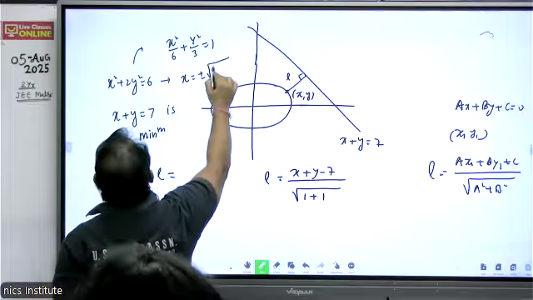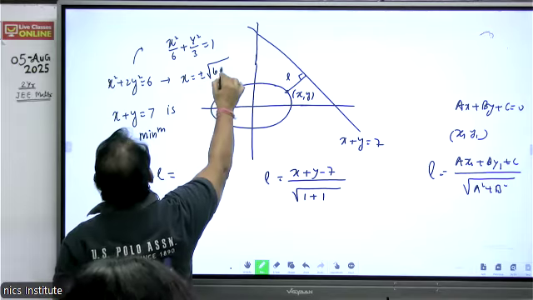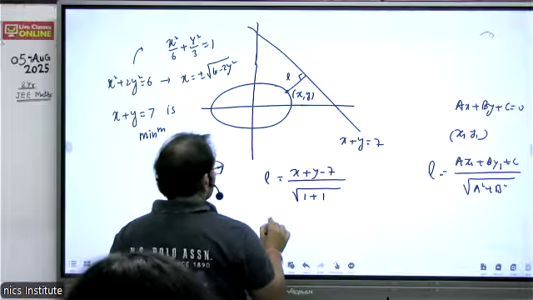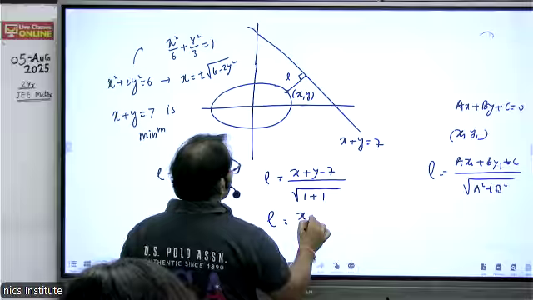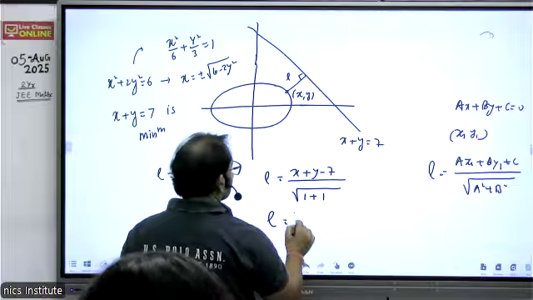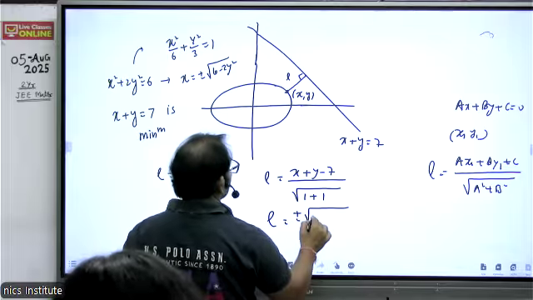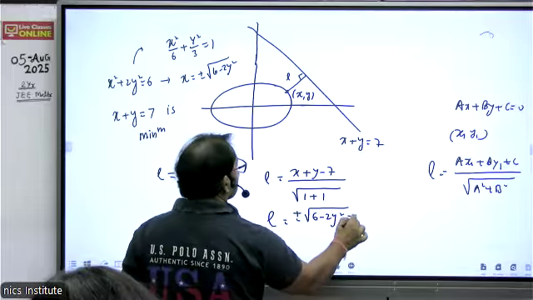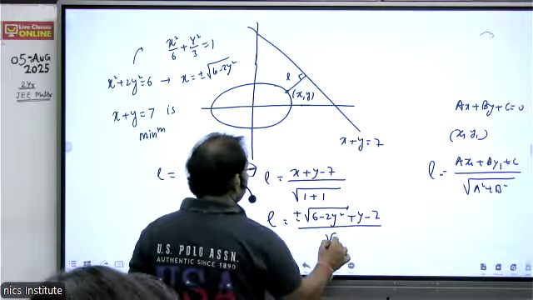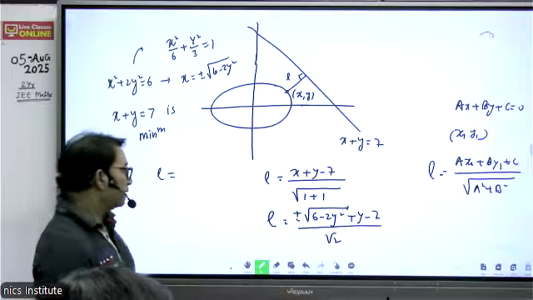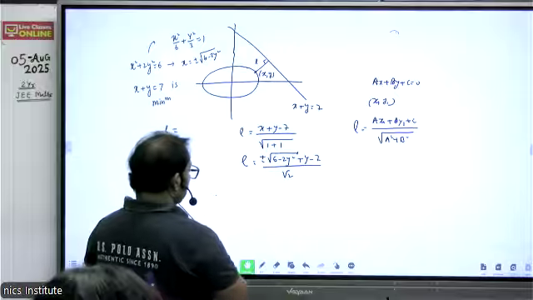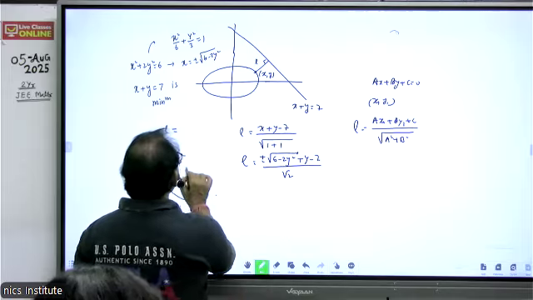X would be plus minus root of 6 minus 2y square. Now you have only one variable. Differentiate it, equate it to 0, you get your answer. So that is the method. This length is to be minimized.